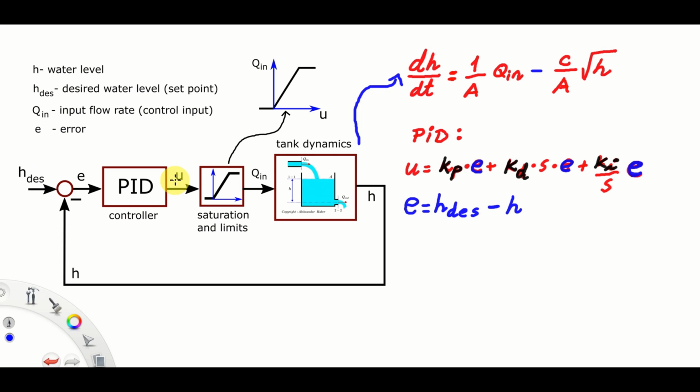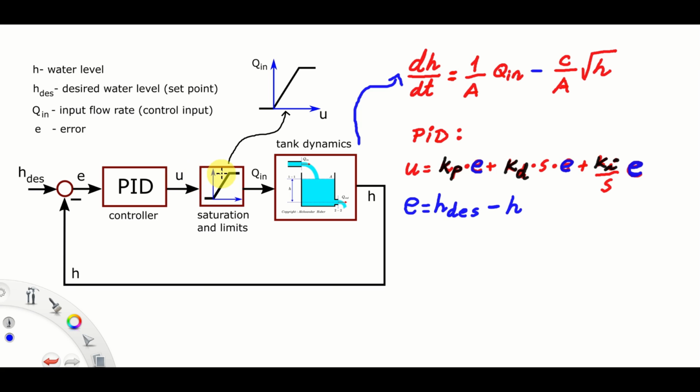The output of the PID controller is the control input. Here is the equation representing the mathematical model of our PID controller. Kp, Kd, and Ki are the constants. These are proportional constant, derivative action constant, and the integral action constant. Over here, S is the complex Laplace variable, and E is the error. The output of the PID controller is U.